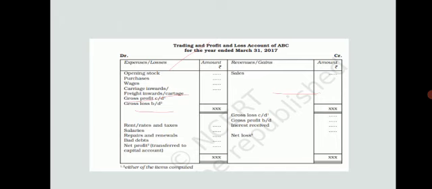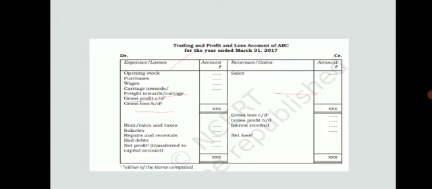So this is the format of the trading and profit and loss account. On the debit side, we enter all expenses and losses. On the credit side, we enter all revenues and gains. Let us revise quickly. The outcome of the trading account is either gross profit or gross loss. All expenses directly related to manufacturing, we enter in the trading account.